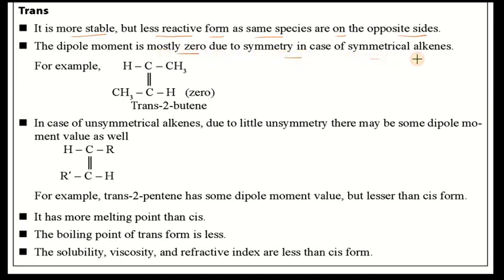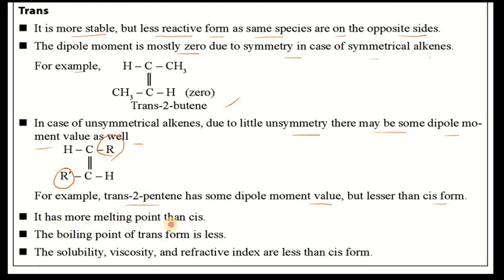Because of symmetry, in the case of symmetrical alkenes, as in this example, it is zero. Trans-butene gave zero. In the case of unsymmetrical alkenes, with different alkyl groups, due to slight asymmetry there may be some dipole moment values as well. For example, trans-2-pentene has some dipole moment value, but lesser than the cis form. This is an example of it. Here you can change the alkyl groups to get it.